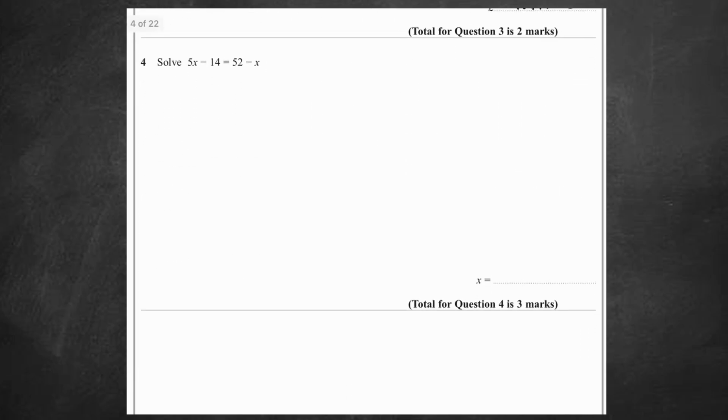Question number 4. Solve 5x minus 14 equals 52 minus x. I'll put all the x's on one side and I get 6x. Put all the numbers on the other side, so I'll add 14 to both sides and we get 66. Therefore, x equals 11 after dividing through both sides by 6.